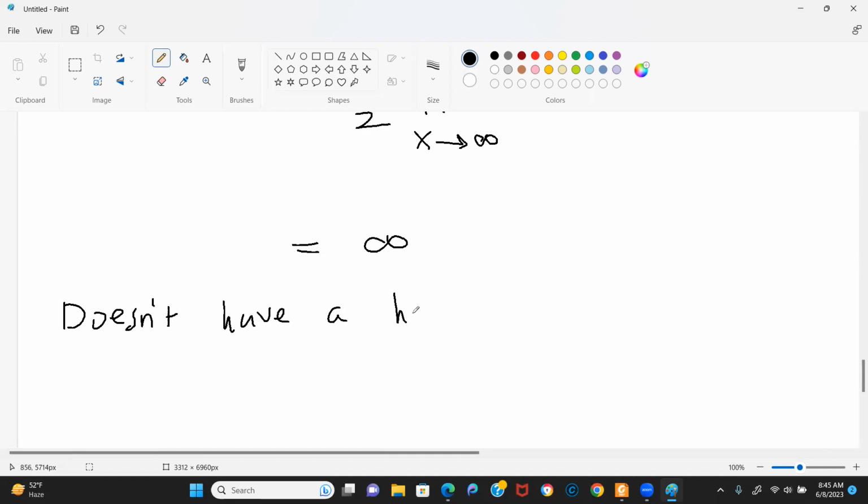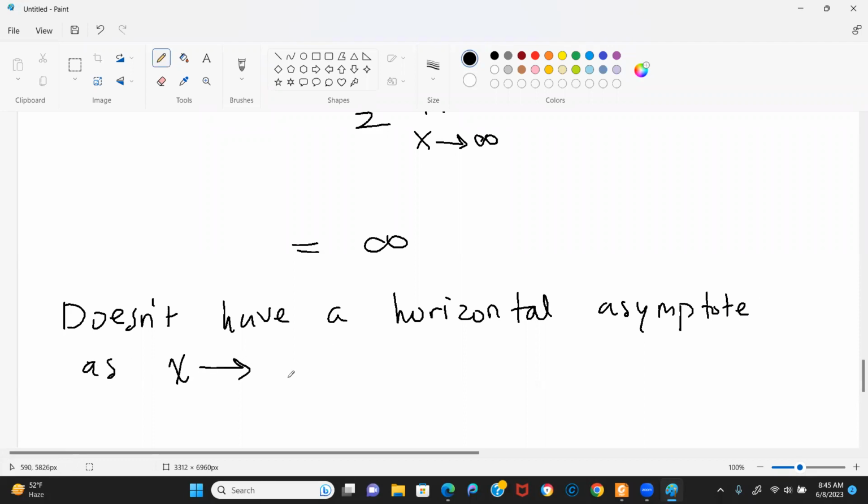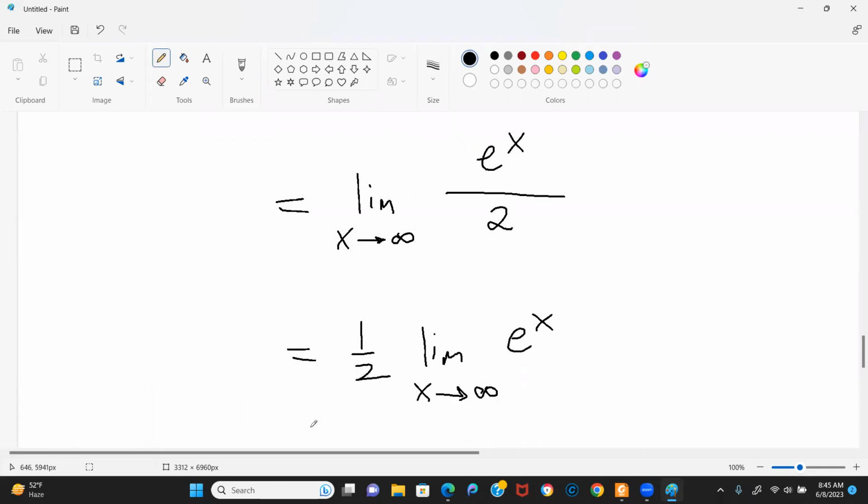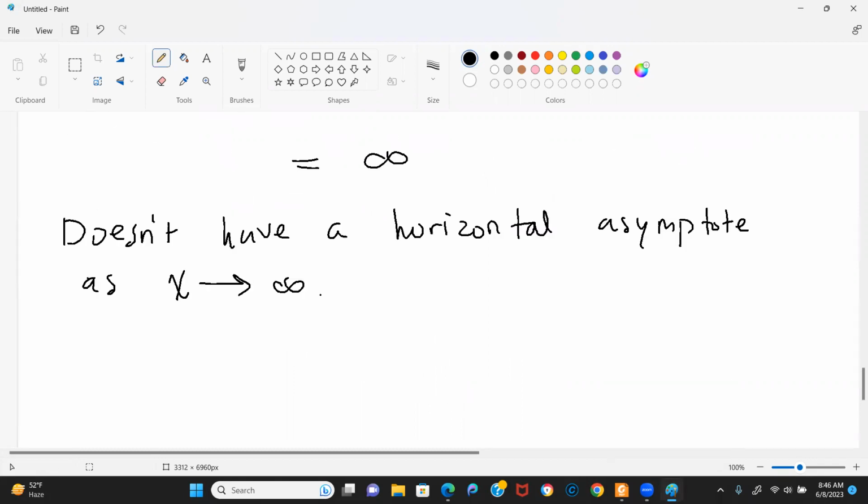So what this tells us then is that, because we're taking a limit as x goes to infinity, this doesn't have a horizontal asymptote as x goes to infinity. I guess you could take the limit as x goes to negative infinity as well, although we can't do that one quite yet. We will be able to do that one in a moment. So there's no horizontal asymptote.